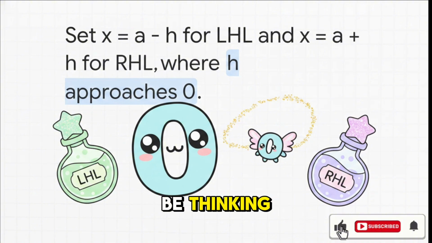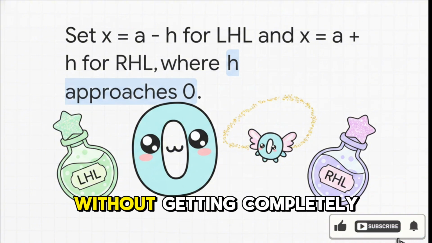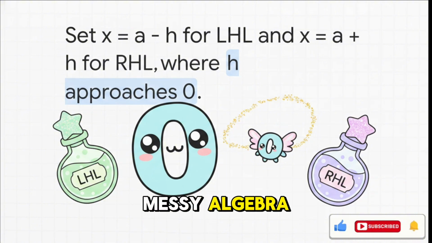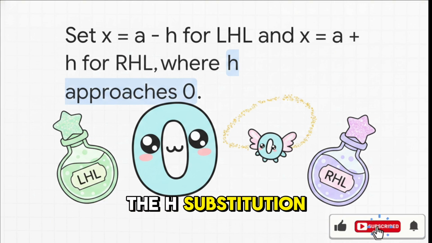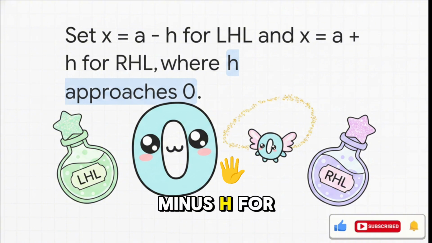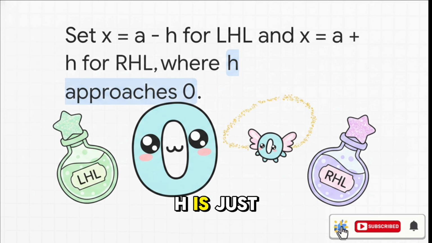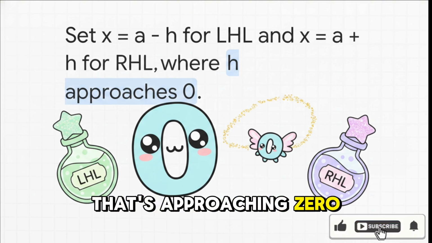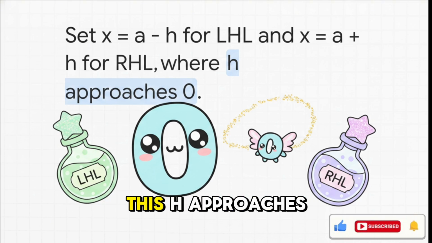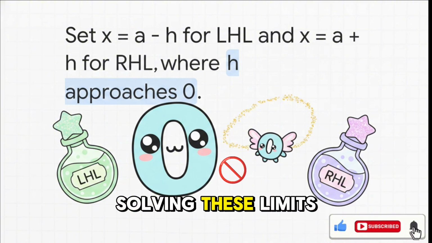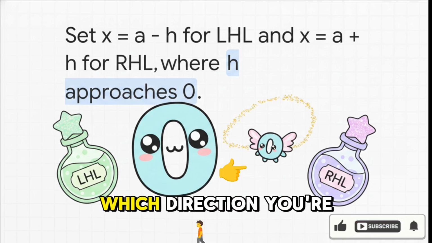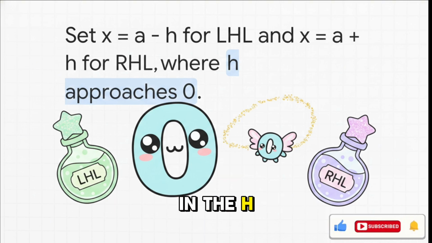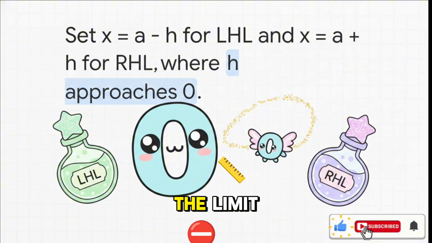Now you might be thinking, how do I calculate those left and right limits without getting completely tangled up in messy algebra? Well, you should rely on this incredibly consistent trick, the h substitution. You simply set x to a minus h for your left-hand limit and set x to a plus h for your right-hand limit. In this case, h is just a microscopic quantity that's approaching 0. Let me reassure you here. Using this h approaches 0 substitution makes solving these limits universally foolproof. It's a real game changer because you never have to second-guess which direction you're coming from. You just plug in the h, simplify it, and let the math smoothly reveal the limit.